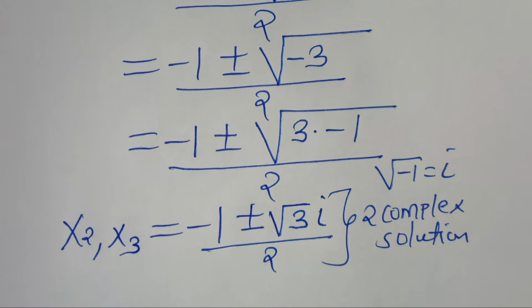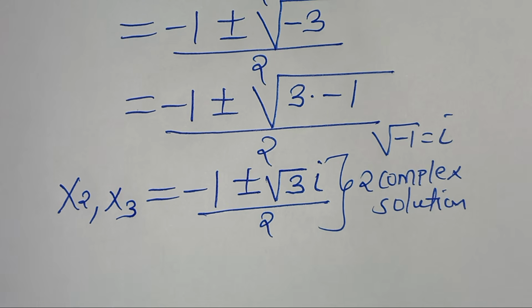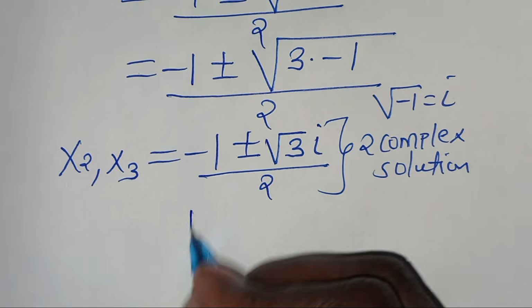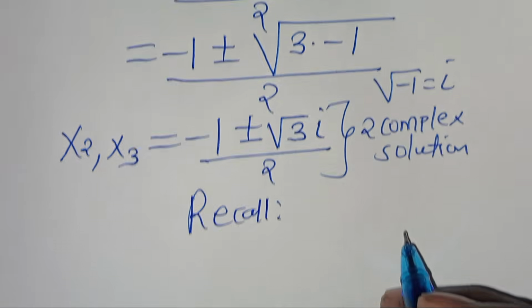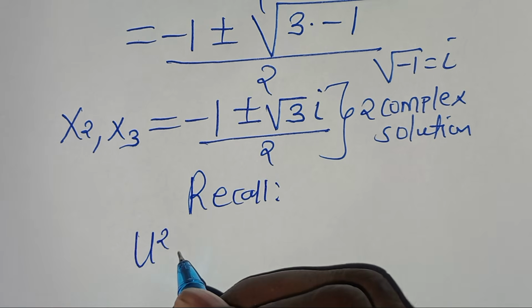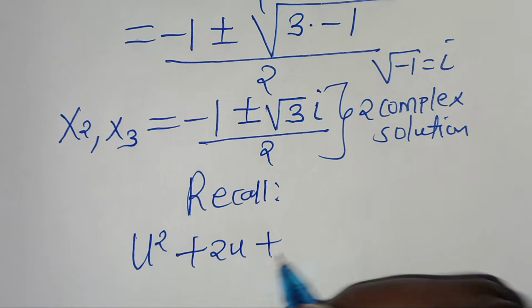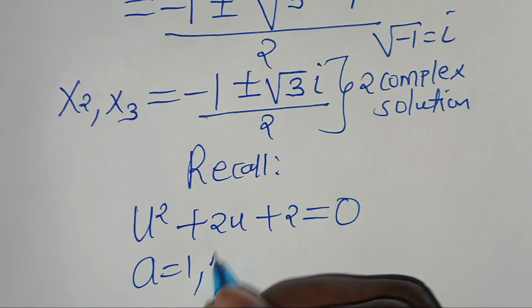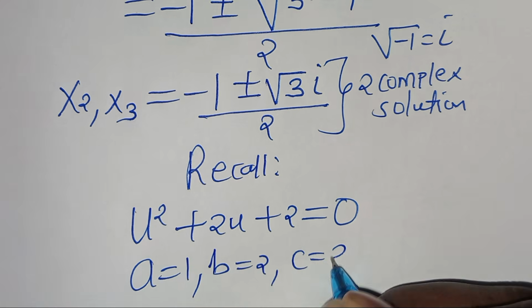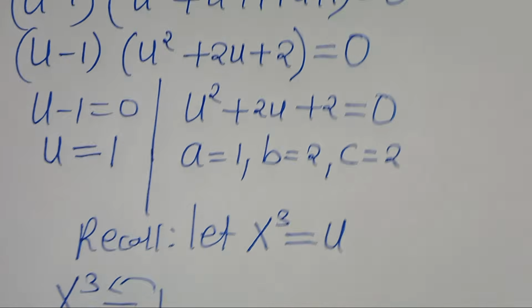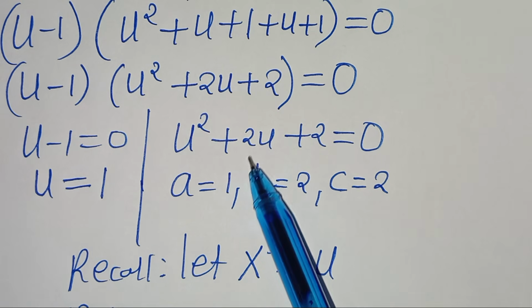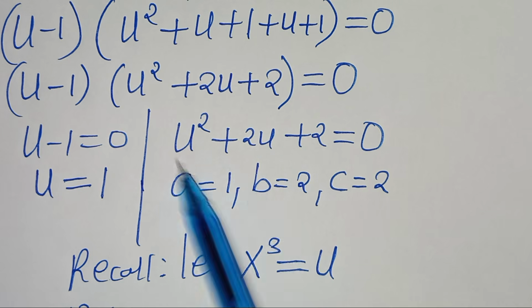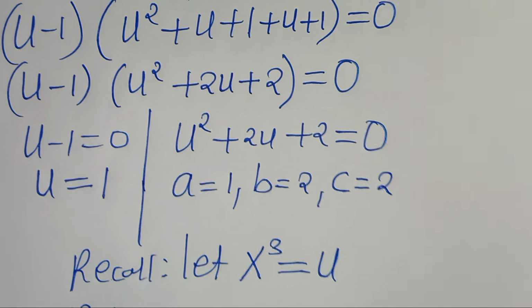x3. Now, let's proceed to solve for the other values of u, and then we solve for the other values of x. Now, again, if you recall, we have the second part, which is u to the power of 2 plus 2u plus 2. This is equal to 0, where we have a is equal to 1, b is equal to 2, and c is equal to 2. So let's solve for other values of u, and then we solve for the other values of x.